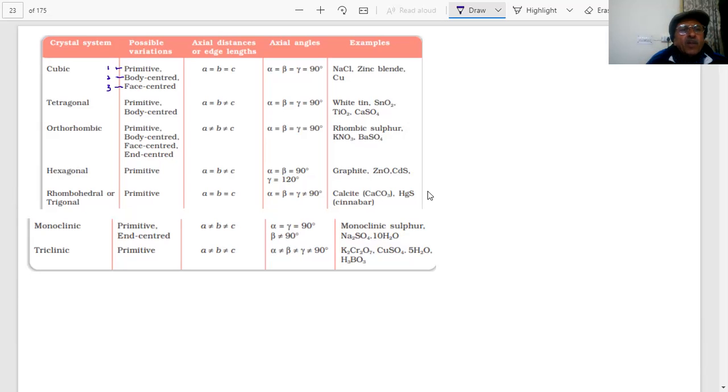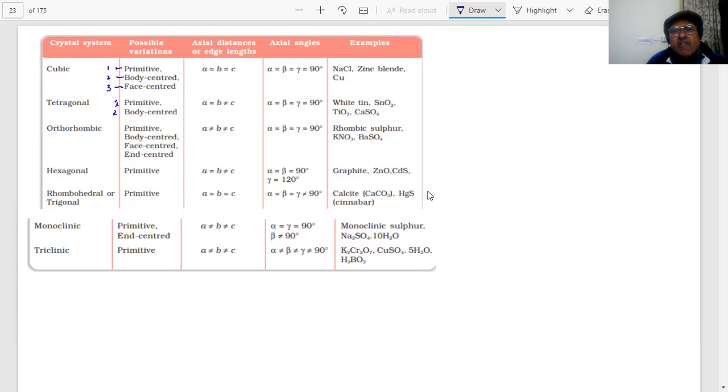Tetragonal, what do you find, students? Tetragonal exists in primitive and BCC, not in FCC. So here, how many? One and two. And these are the axial distances, these are the axial angles. They are going to be asked in the paper, students. So here A is equal to B, B not equal to C, three angles equal.